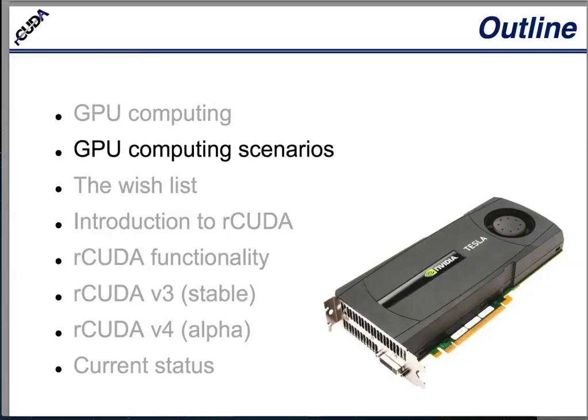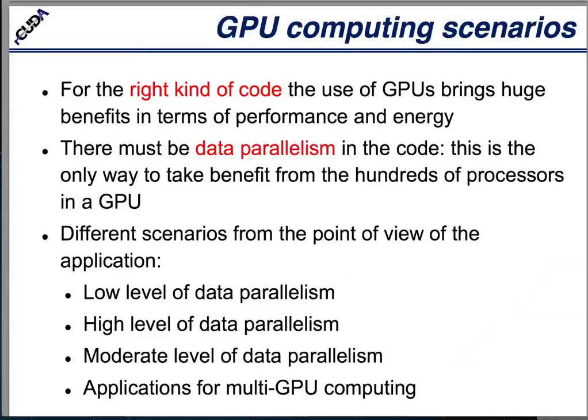Then we consider that the right kind of code has two main aspects. The first one is the ratio between transfers and GPU execution, and the second one is the data parallelism that must be in the code that will be executed in the GPU. If no data parallelism appears in this code, you cannot benefit from executing in the GPU.